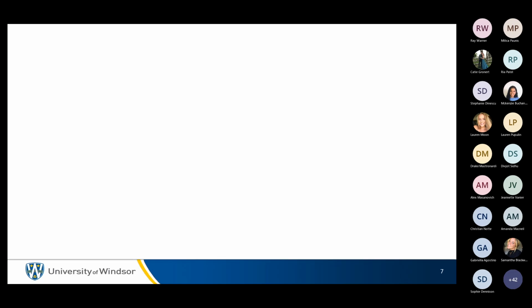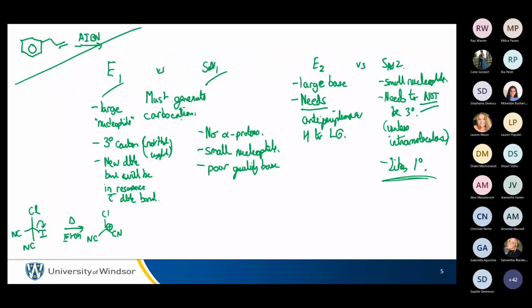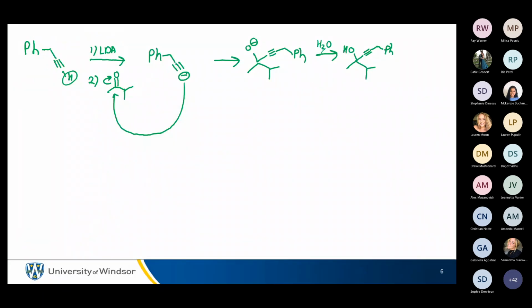Was the last question E1 or E2 because it was a strong base, but you made a carbocation? I made no carbocation in this example. There is no carbocation in this example.